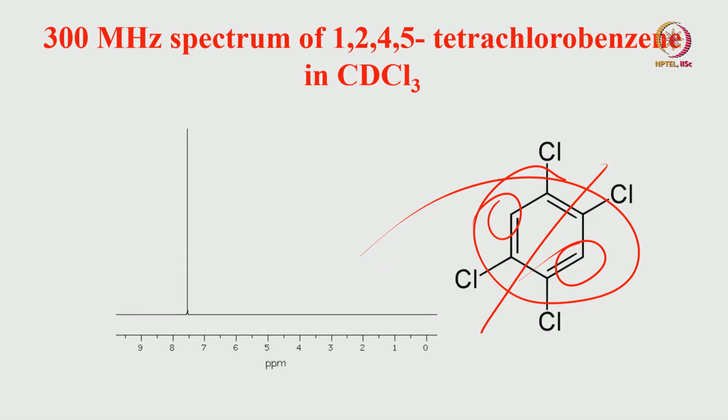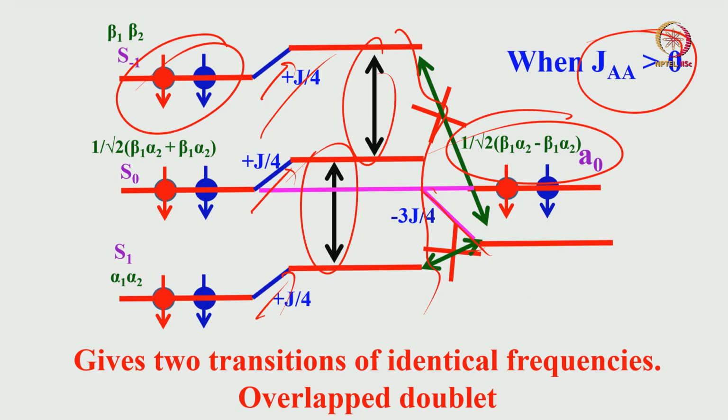In the classic example of the A2, because there is no transition from symmetric to antisymmetric, we have only 2 frequencies which are identical and they overlap, giving us a singlet, and the outer transitions have completely disappeared. Of course, you may ask me a question, what happens if JAA instead of positive becomes negative? Everything is the same; instead of this pushing up, all the 3 will push down by J by 4, and instead of this pushing down, this pushes up by 3J by 4. That is all. Again the transition frequencies remain the same.